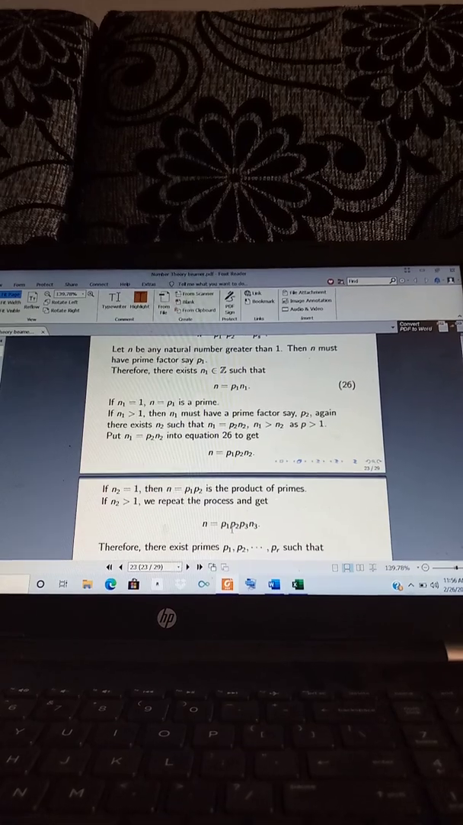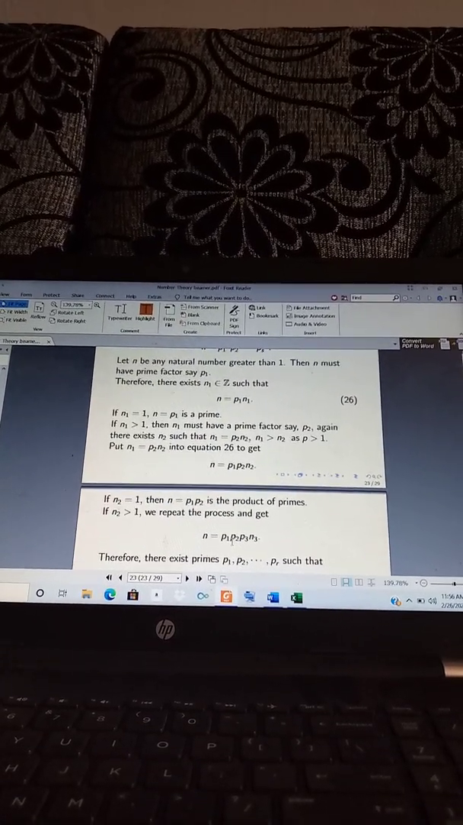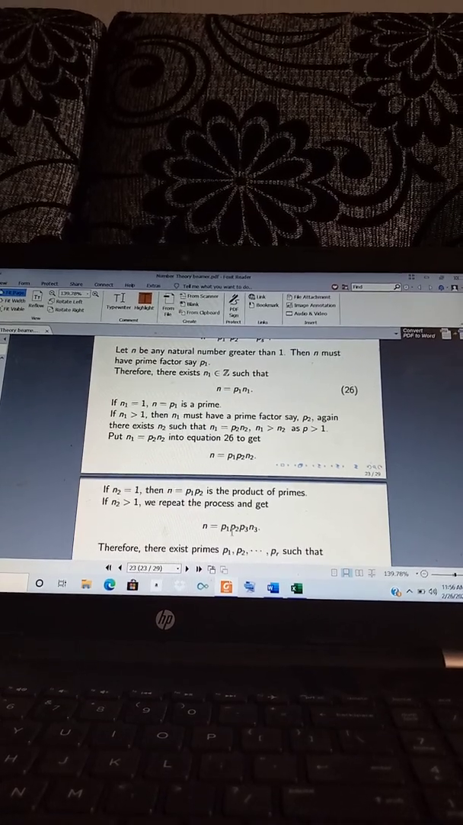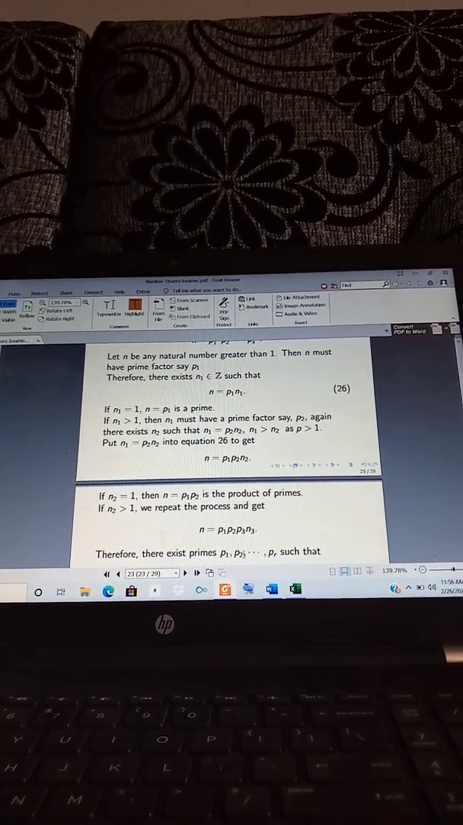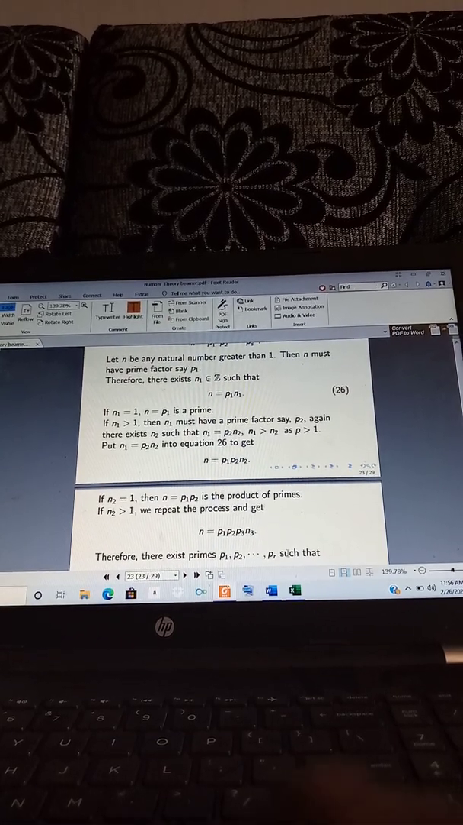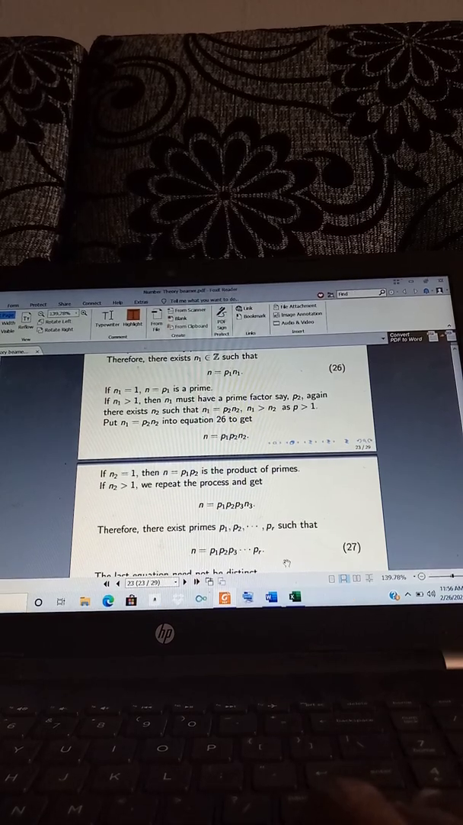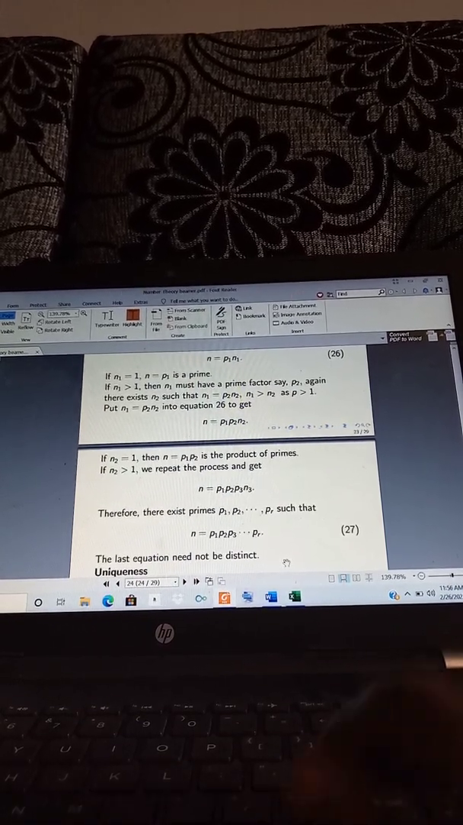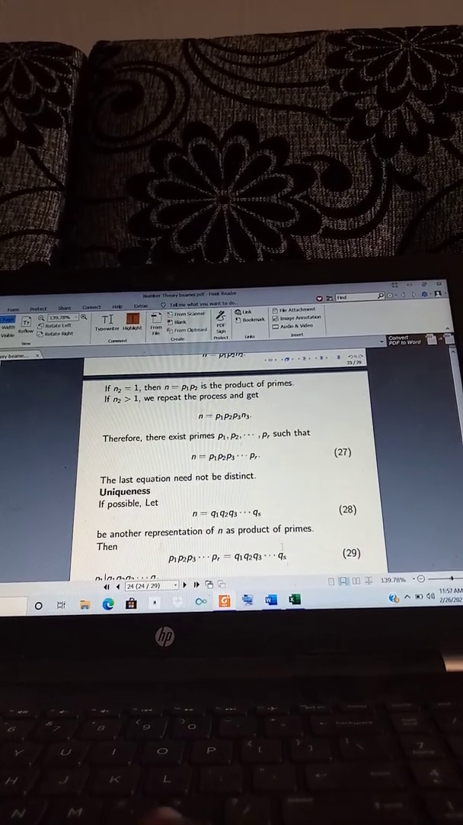Now if you look at all this, the process must surely come to an end after a finite number of steps. So we must find primes p1, p2 up to pr such that n will be equal to p1 times p2 times p3 times up to pr. So now let's look at the uniqueness.